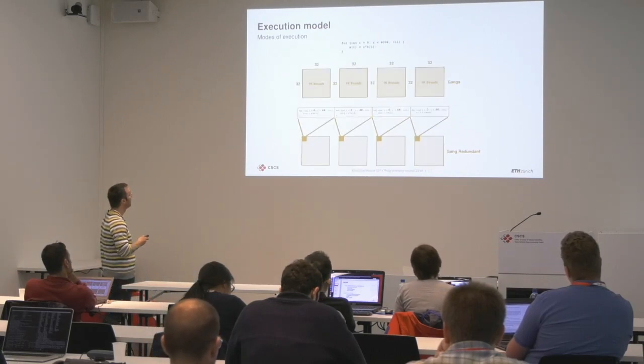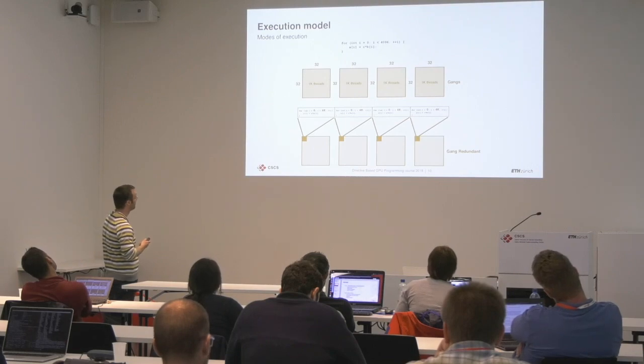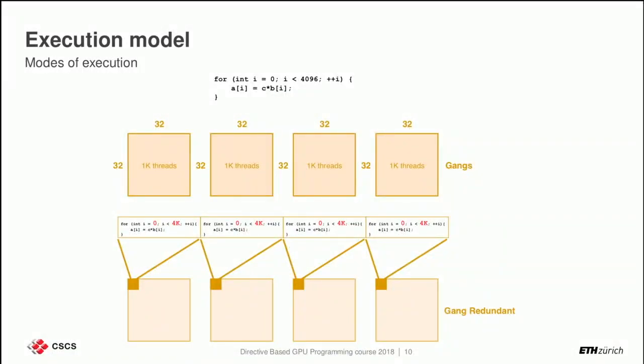So let's see the different modes. Assume we have this loop, which basically does a scale update of the B array and stores to A. And assume you have 32 by 32 blocks, which means 1K threads. For this loop with 4K iterations, in total I have four gangs, four blocks. Now, assuming that I am executing in gang redundant mode, what does this mean? One thread of the block, just one thread of the block, will execute the whole loop from 0 to 4K redundantly. That's a single little thread here. So this is totally inefficient if you are in this kind of mode.